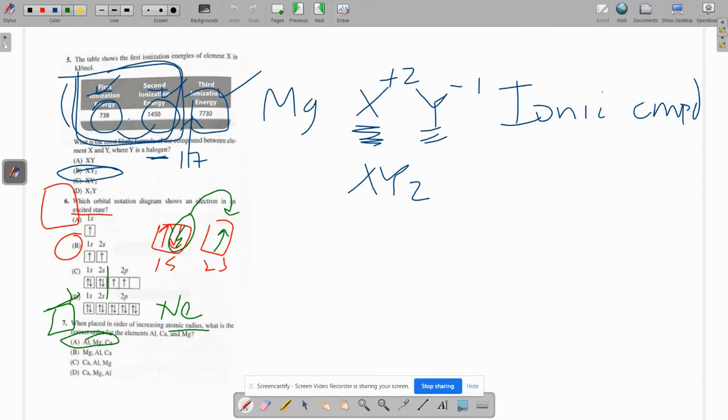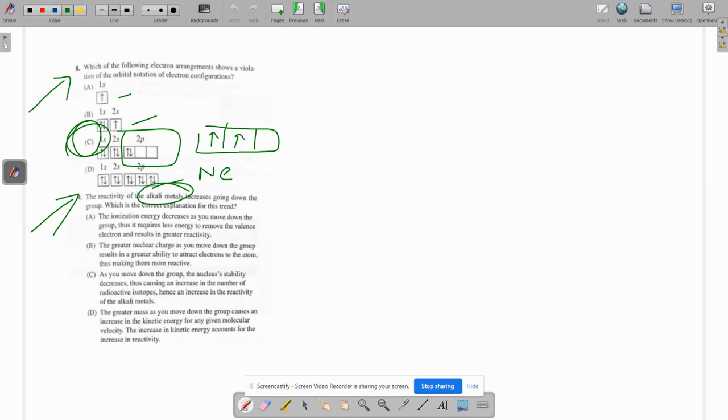Okay. So let's see if we can figure out which choice says that. I think the best answer is letter A. The ionization energy decreases as you move down the group, thus it requires less energy to remove the valence electron, and it results in greater reactivity, basically a faster reaction rate. I think all the other choices more or less say the opposite thing or something that's unrelated. So A is the best answer.